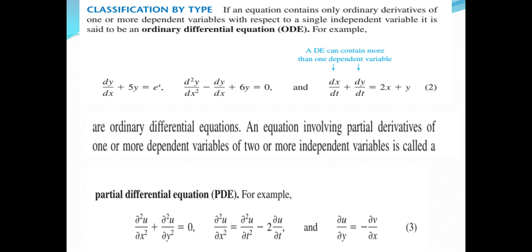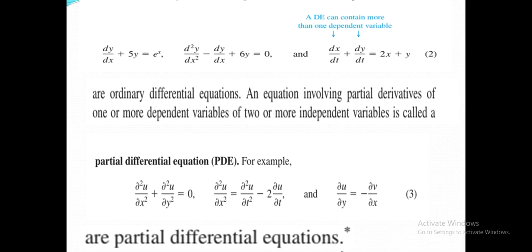It contains two or more independent variables. So for example, ∂²u/∂x² + ∂²u/∂y² = 0. ∂²u/∂x² = ∂²u/∂t² - 2∂u/∂t, and ∂u/∂y = -∂v/∂x. All these examples are partial differential equations. Okay.